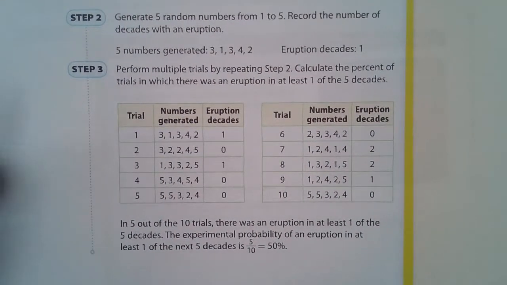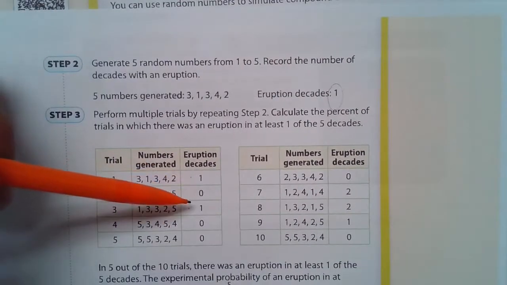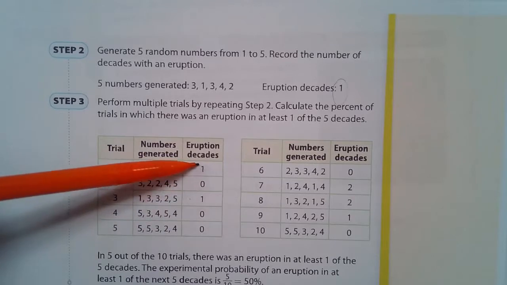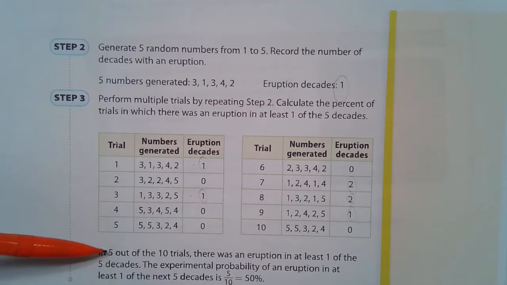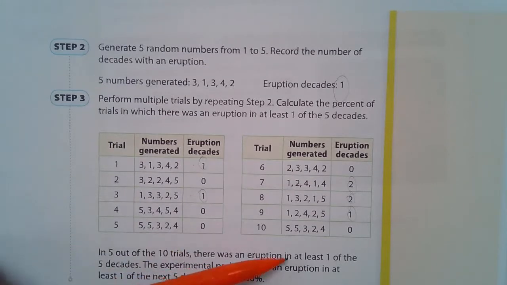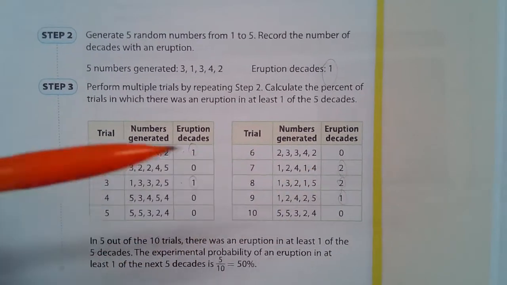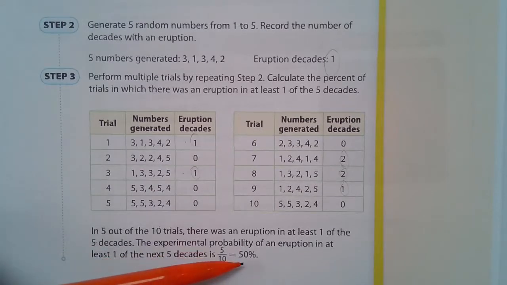So we're looking at, there was 1, and we have here's an eruption, 1, 2, 3, 4, 5 have eruption decades. So in 5 out of the 10 trials there was an eruption in at least 1 of the 5 decades. See, these have 2, but they don't count twice. It's just, does it have any eruption decades? The experimental probability of an eruption in at least 1 of the next 5 decades is 5 out of 10, or 50%.